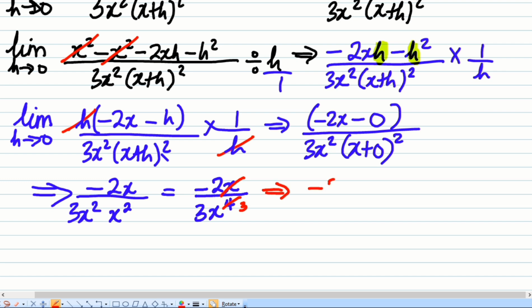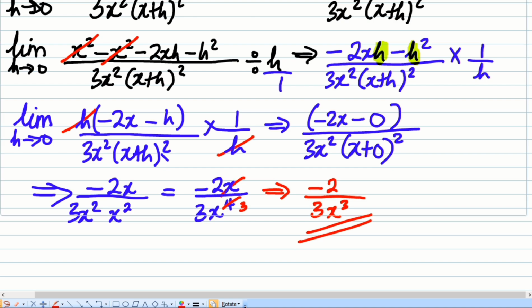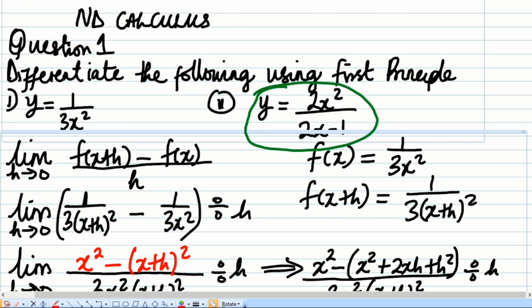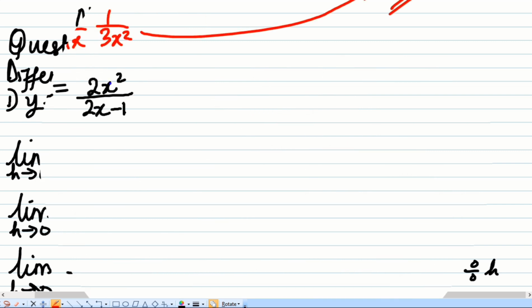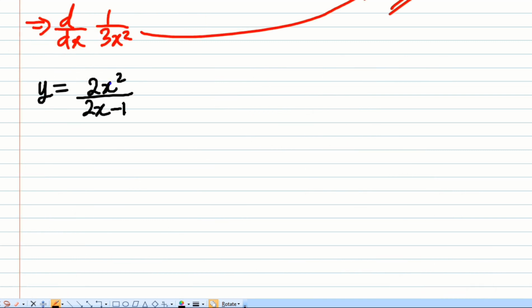Our final answer would be minus 2 over 3x raised to the power 3. And then that's just it. So using first principle, we have been able to simplify the first part of question number 1. So we're going to now go on to the second part, which is y equal to 2x squared divided by 2x minus 1. Alright, so this is the next question.